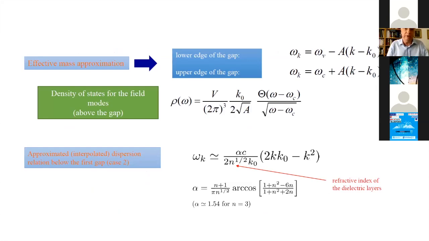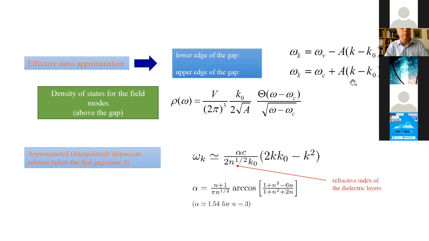In the first case, we can use the so-called effective mass approximation. That means to approximate the exact dispersion relation for values of k very close to the gap, below or above. And the dispersion relation in this case is found to be quadratic.